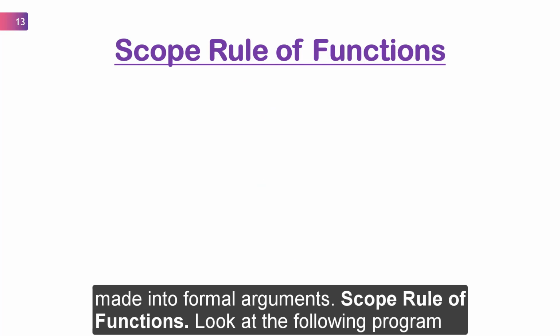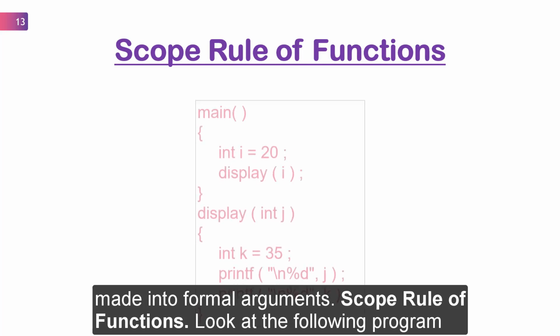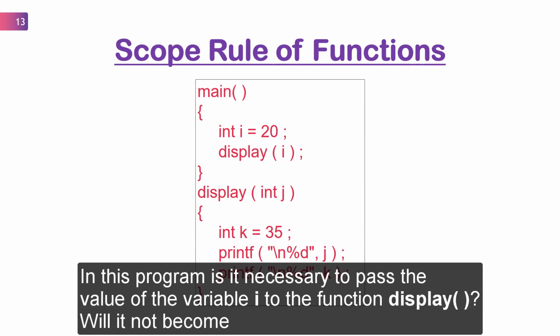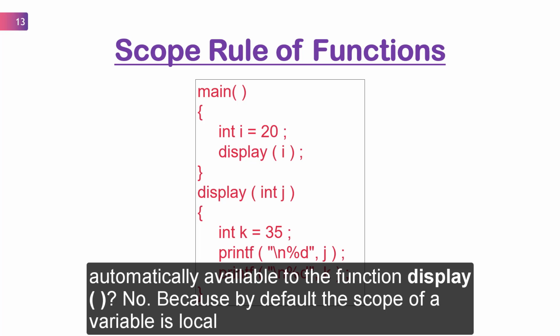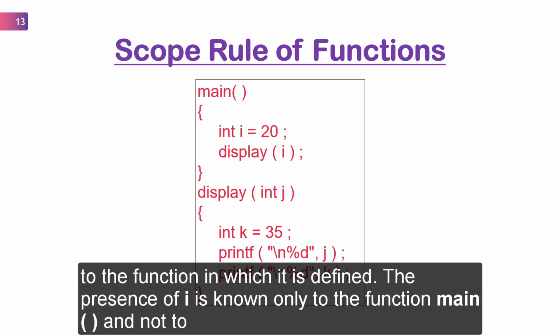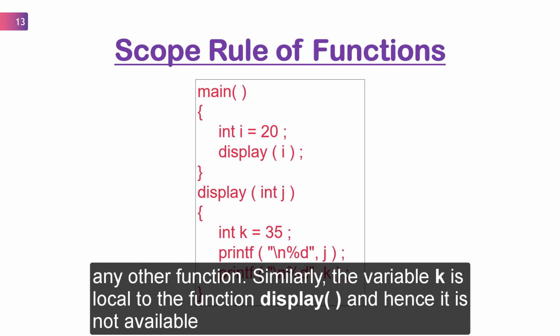Scope rule of functions. Look at the following program. In this program, is it necessary at all to pass the value of the variable i to the function display? Will it not become automatically available to the function display? No, because by default, the scope of a variable is local to the function in which it is defined. The presence of i is known only to the function main and not to any other function. Similarly, the variable k is local to the function display and hence it is not available to main.